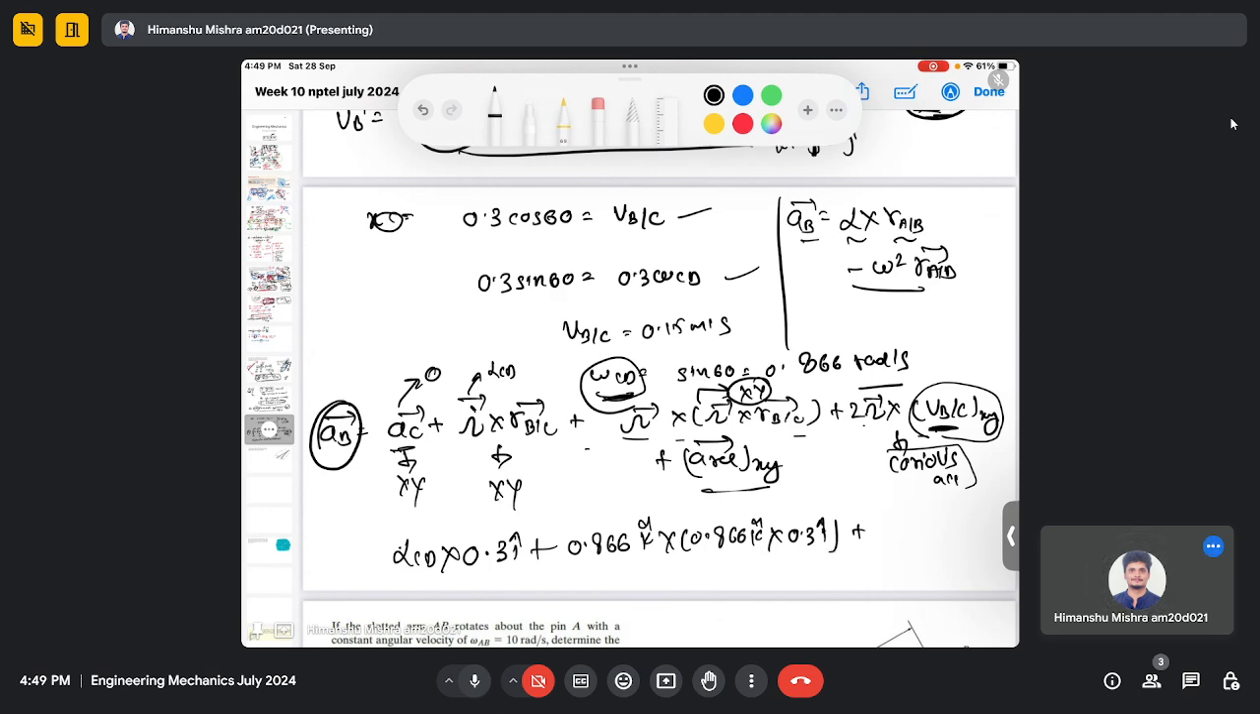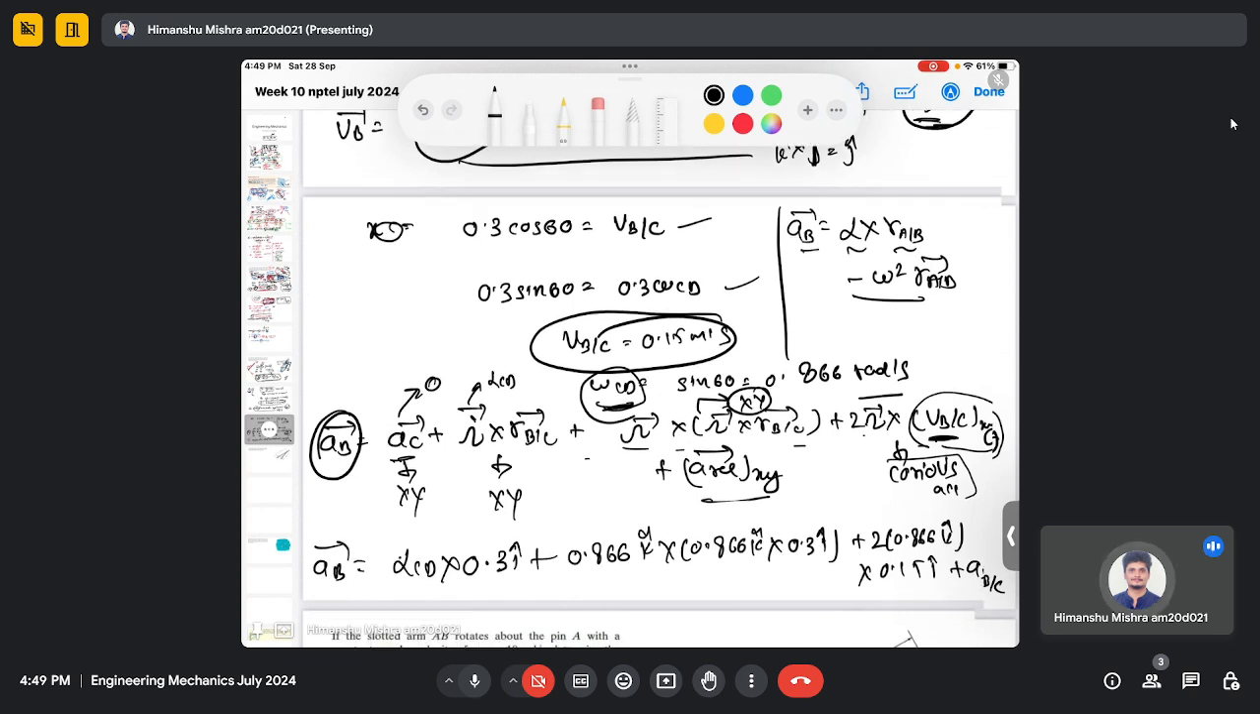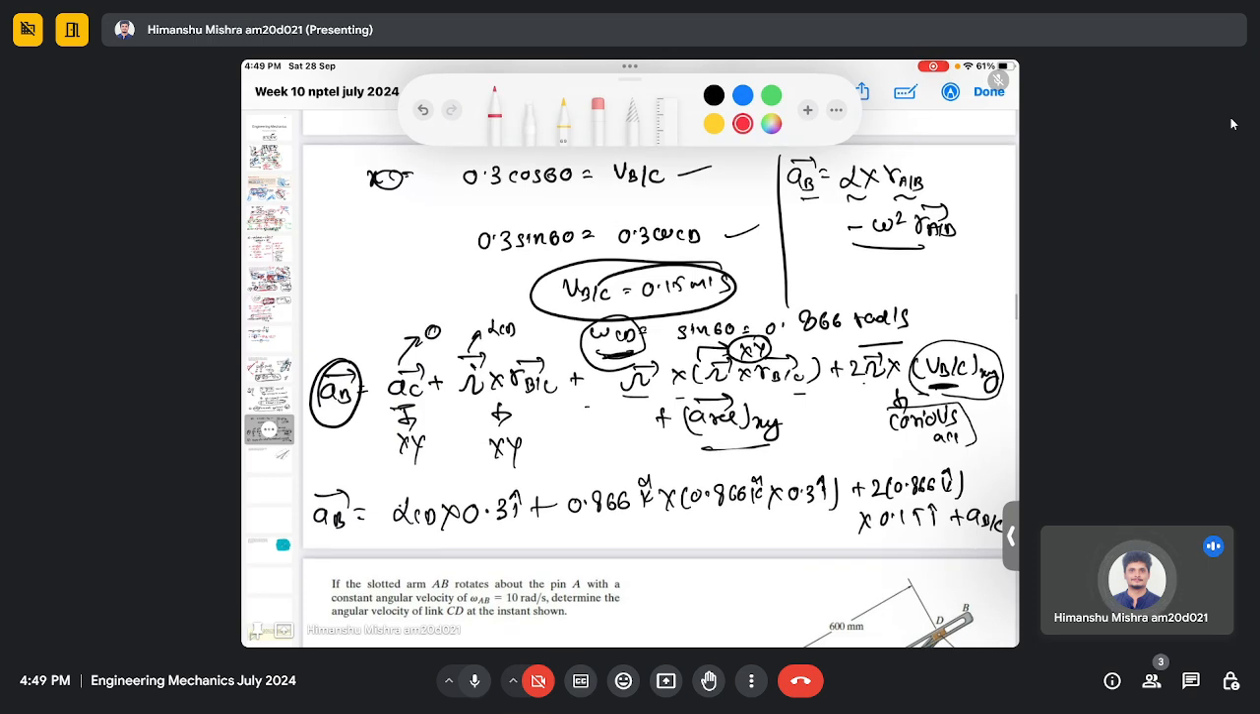0.3 I plus 2 times 0.866 in the k direction, multiplied by 0.15. This is the relative velocity we found in the i direction, plus the relative acceleration, which we don't know. Now you can figure out the terms here. So this is k cross I. This can be given as 0.866 multiplied by 0.3, which is the magnitude, and k cross I, and the resulting quantity will be in the j direction.